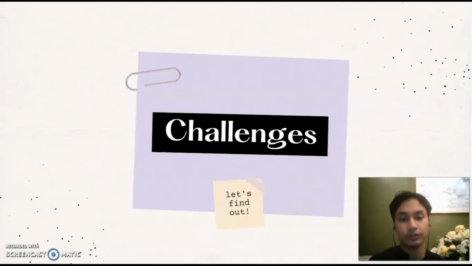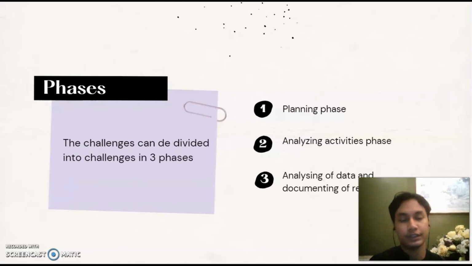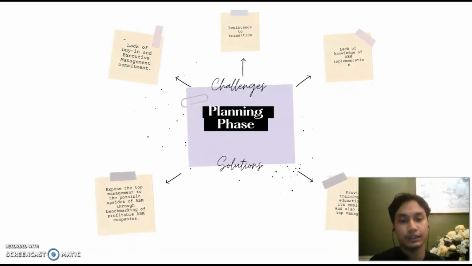So now let's move on to the challenges. There are three phases that have their own unique challenges, so we'll discuss them further. The first phase is the planning phase. The challenges in this phase are the lack of buy-in and executive management commitment, and also the resistance to transition.